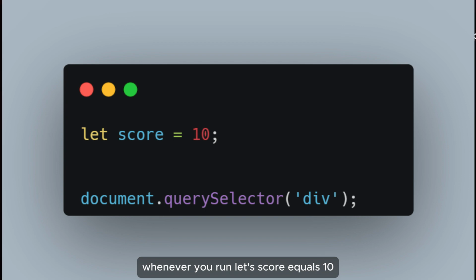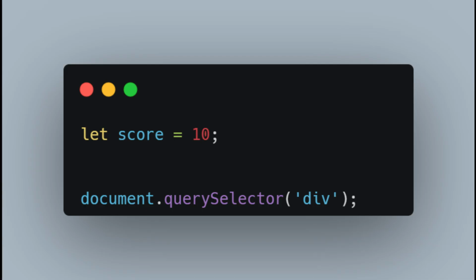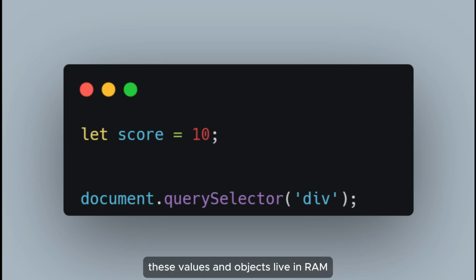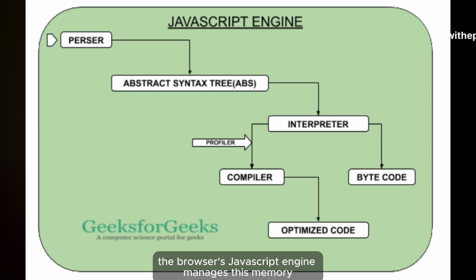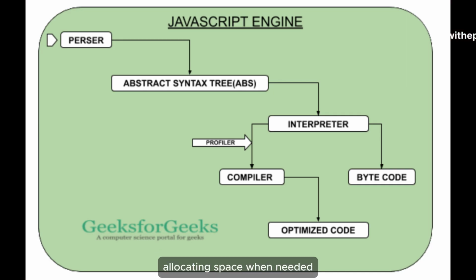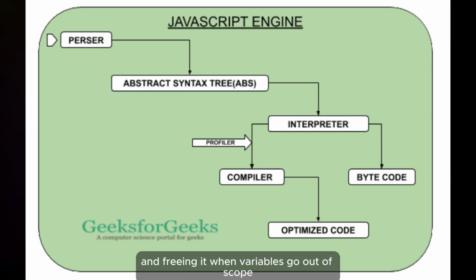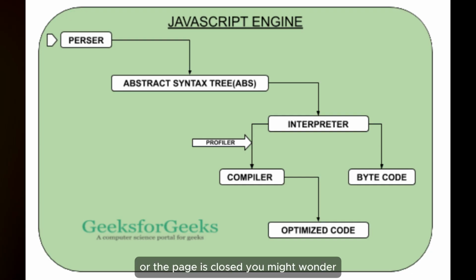Whenever you run let score = 10 or document.querySelector('div'), these values and objects live in RAM. The browser's JavaScript engine manages this memory, allocating space when needed and freeing it when variables go out of scope or the page is closed.